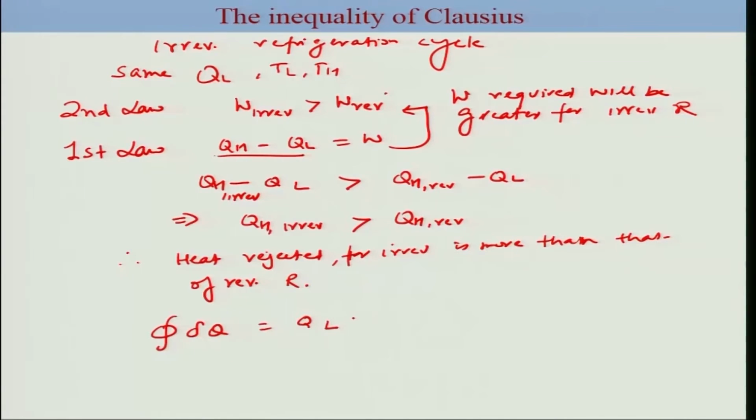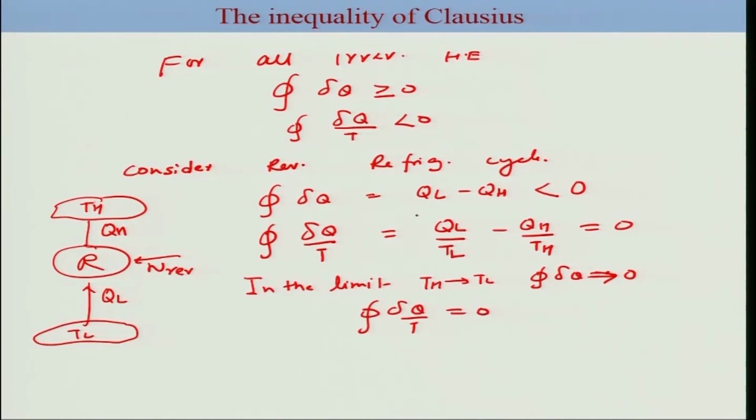This will be your QL minus QH. Now for the case of irreversible, we'll put irreversible. Okay, now irreversible, as we already mentioned earlier, for the reversible refrigerator cycle this expression is always less than 0 or equal to 0 depending on the limiting case.